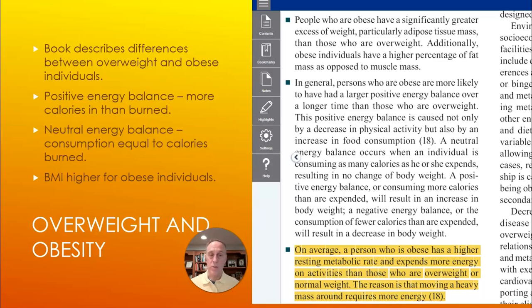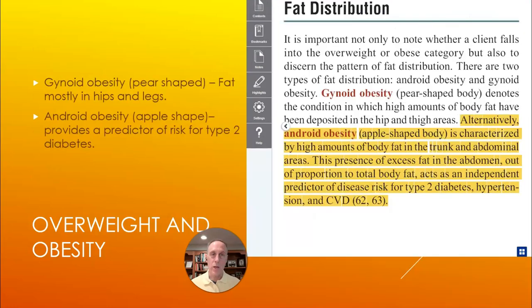Just realize that there's a mathematical component to BMI, and the individual who's carrying around more weight will, in fact, have a higher BMI and also will have a higher caloric burn just because they have to move around so much. And so the metabolic rate will be higher as well.